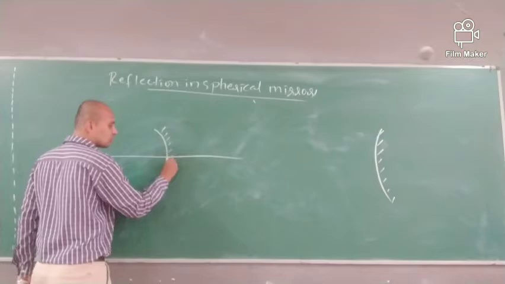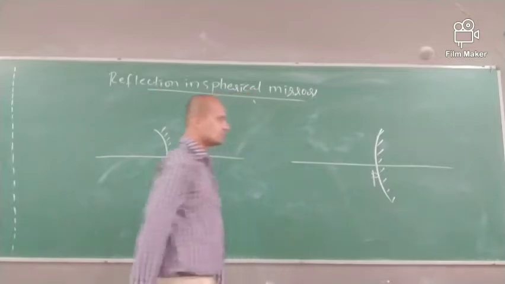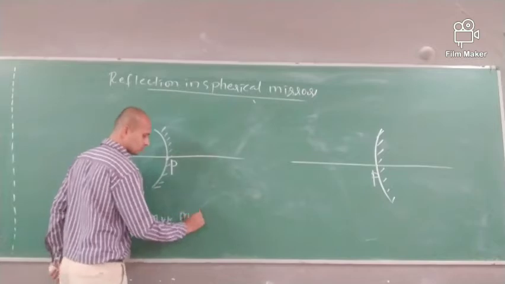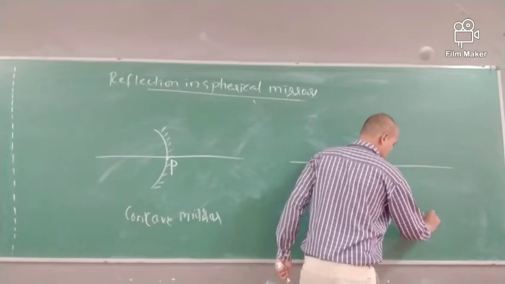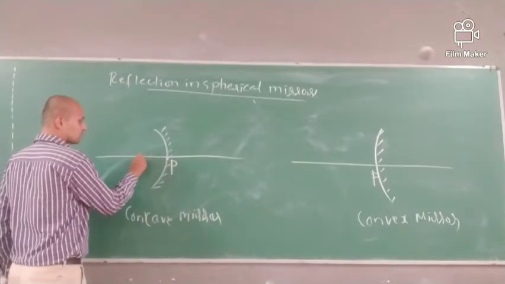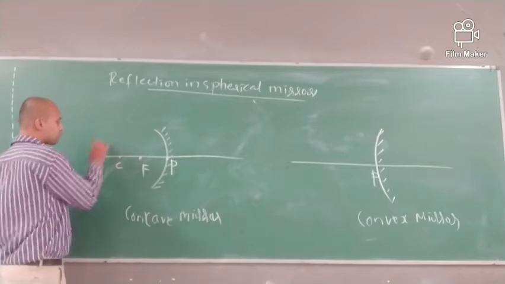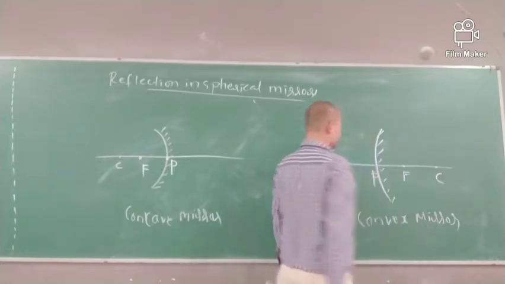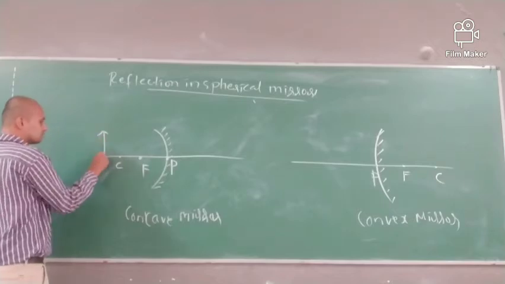One principal axis, pole, principal axis, pole. What is this mirror? Concave mirror. Convex mirror. Focus point, center of curvature. Focus point, center of curvature. We know. Let us take one object.